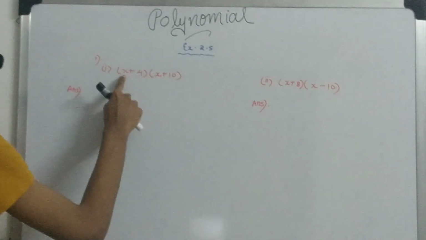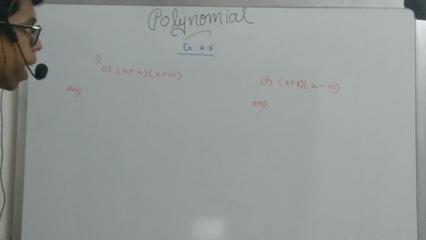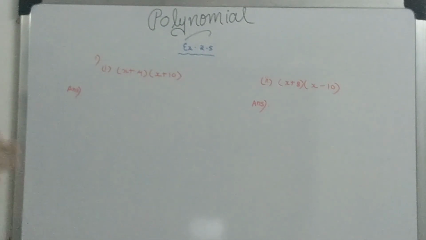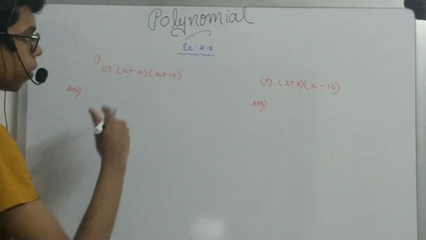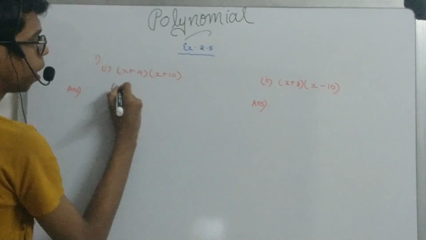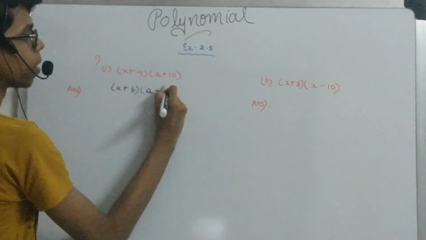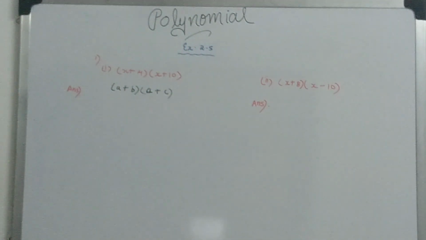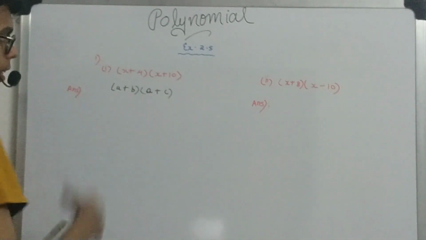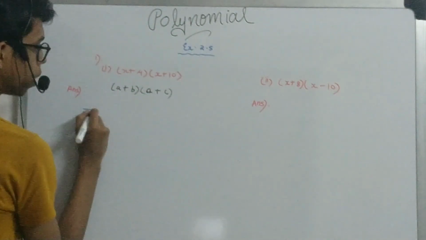So the first one, x plus 4 into x plus 10. Whenever we see a question, just think which identity I should use so that I can simplify it. If you see over here, this is of the form a plus b into a plus c, isn't it? That means we have to use the dancing queen method. I hope you remember the method.